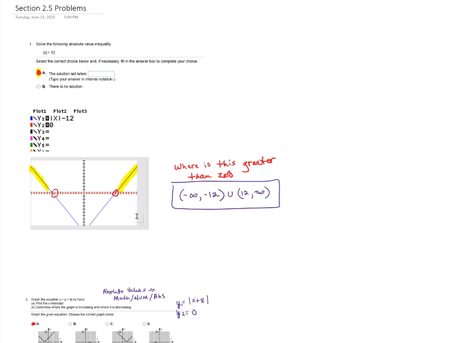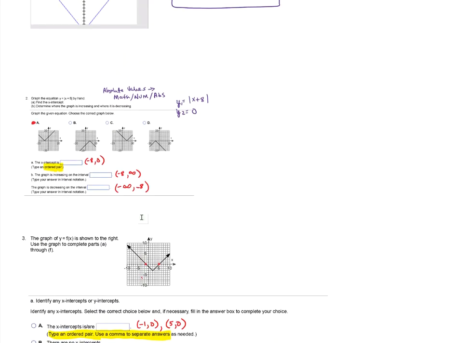All right, number 2. Graph the absolute value, y equals the absolute value of x plus 8 by hand. So we can do that in the calculator because we've been doing that. And you would find that this is your graph. The x-intercept is going to be at negative 8, 0. Where is it increasing? It's increasing from negative 8 to infinity. Where is it decreasing? It's decreasing from negative infinity to negative 8.